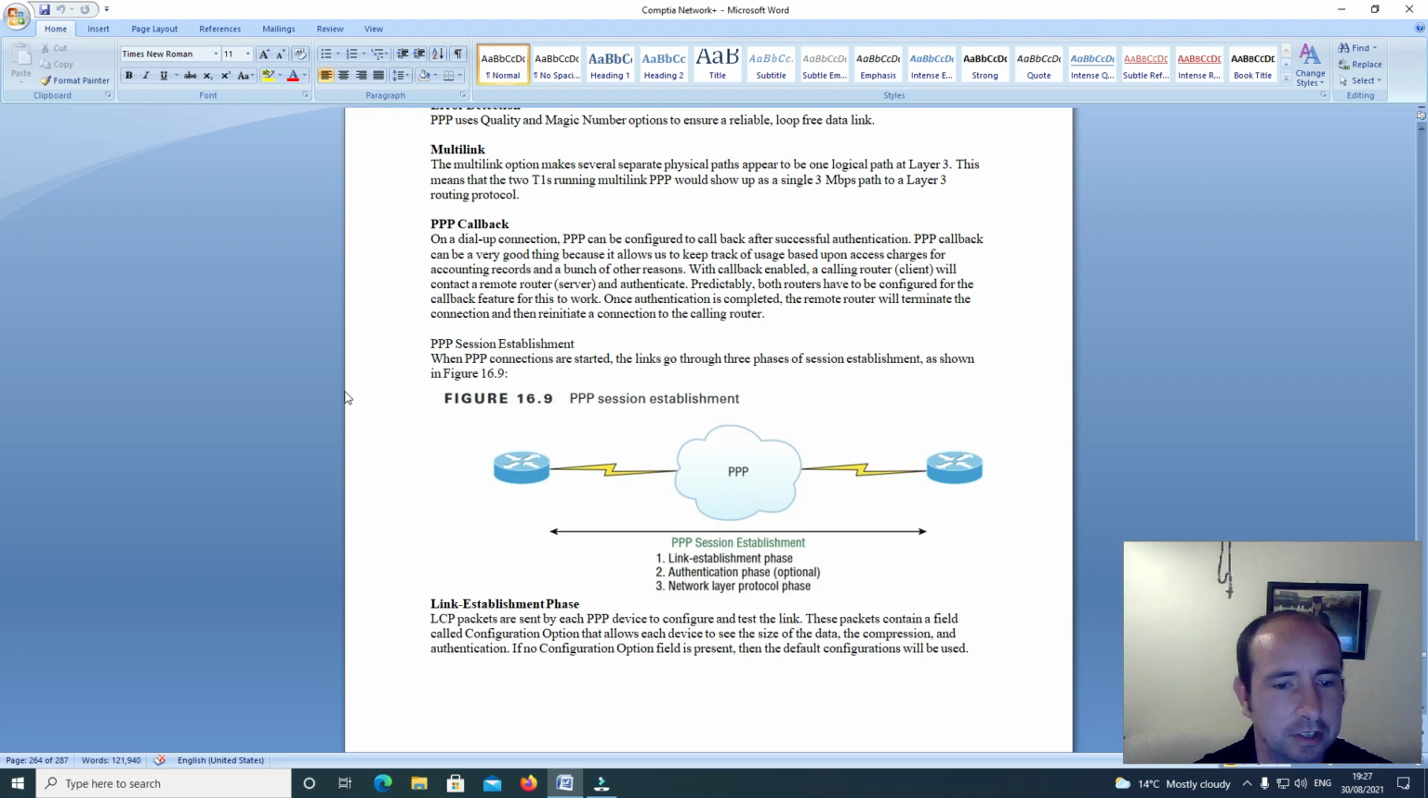PPP session establishment. When PPP connections are started, the links go through 3 phases of establishment as shown in figure 16.9. So I'm going to leave it here today for this video.